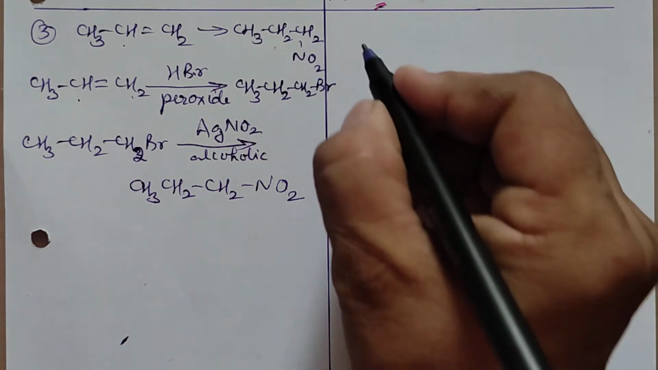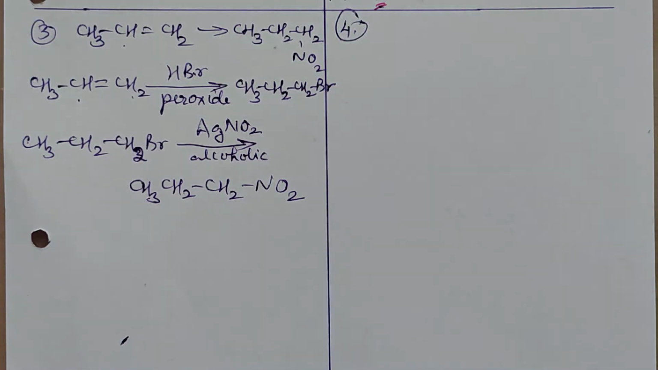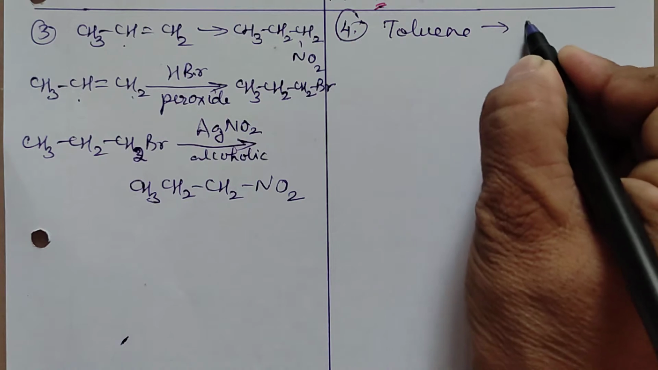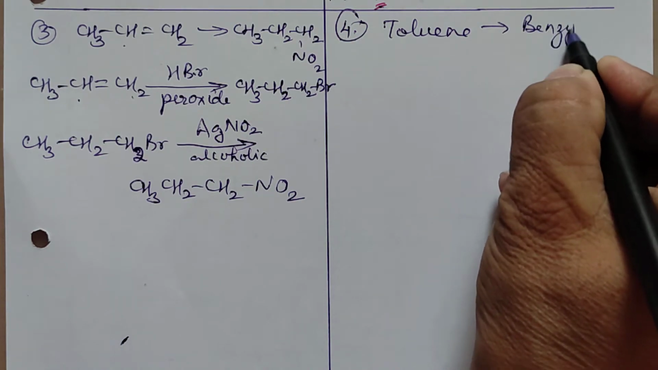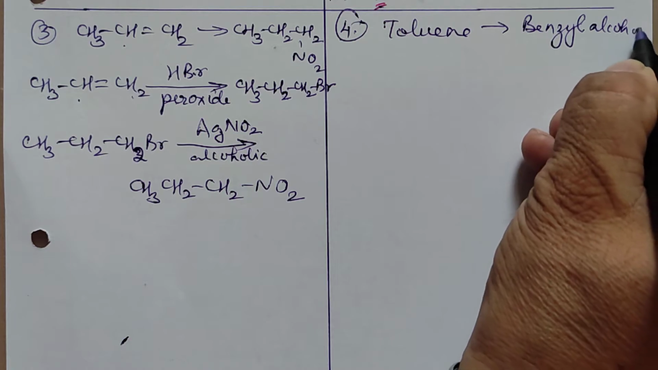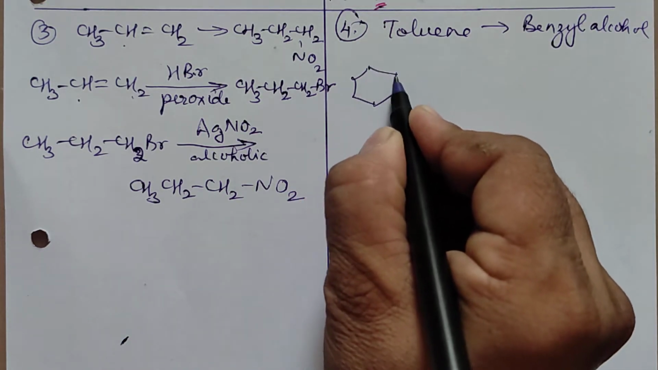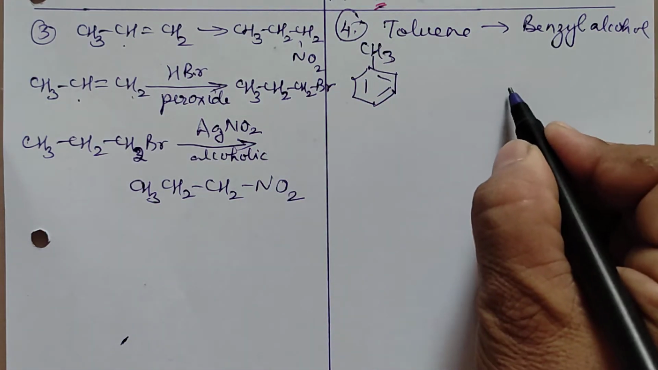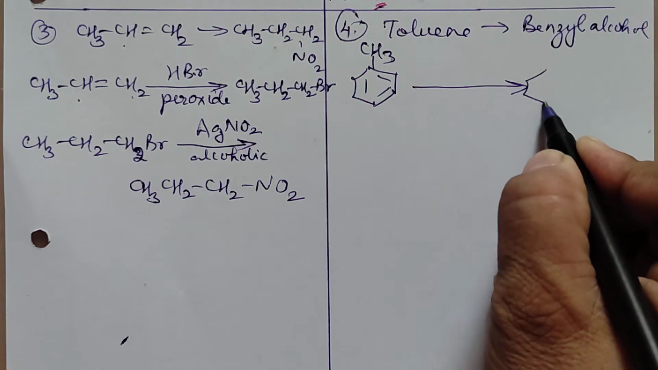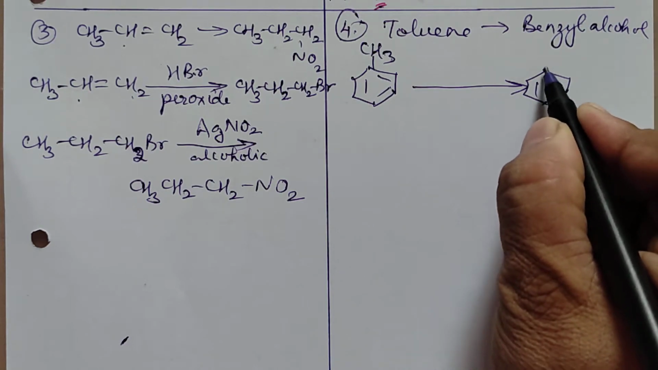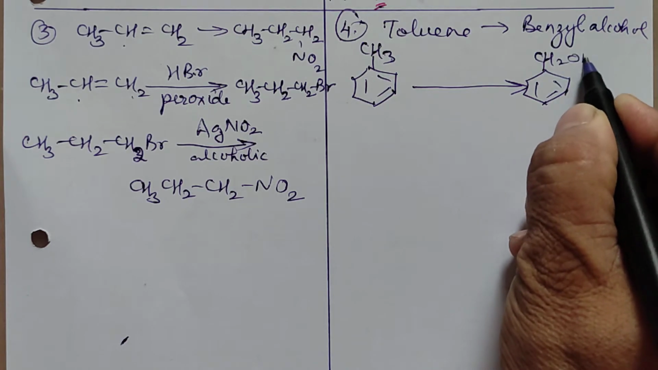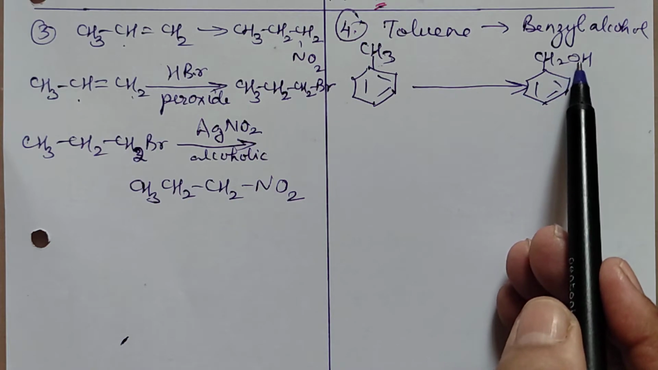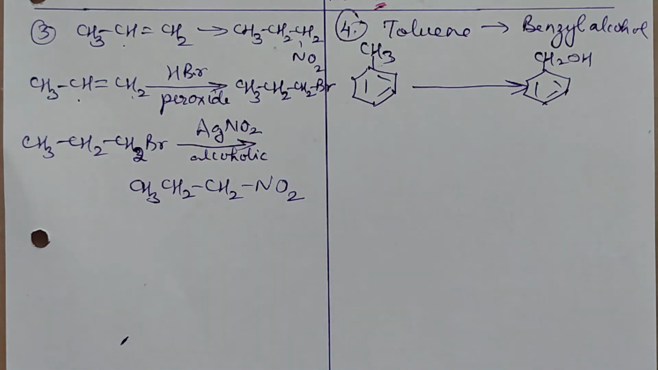So the next one, the fourth question, toluene to benzyl alcohol. Toluene to benzyl alcohol. This is toluene, and what are we preparing? We want to convert this into benzyl alcohol. Now what is benzyl alcohol? CH2OH. Now you just have a look. We want to do something to this methyl so that you get OH here. This is our basic conversion.